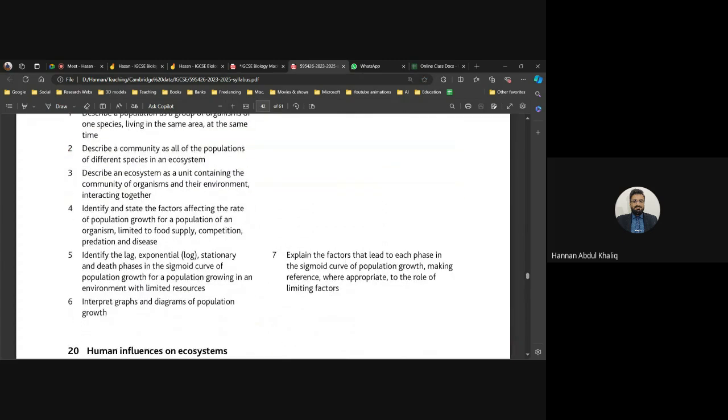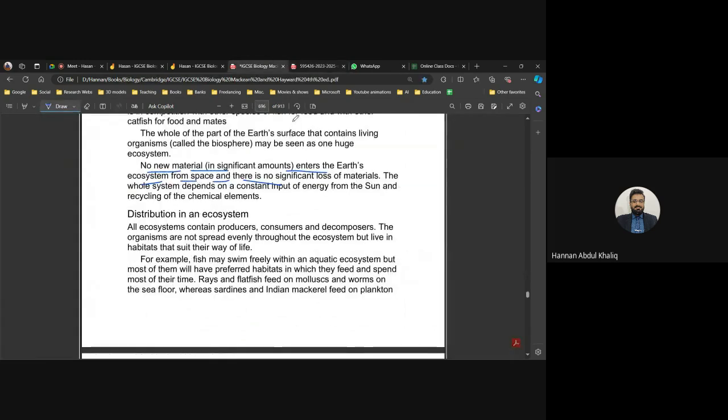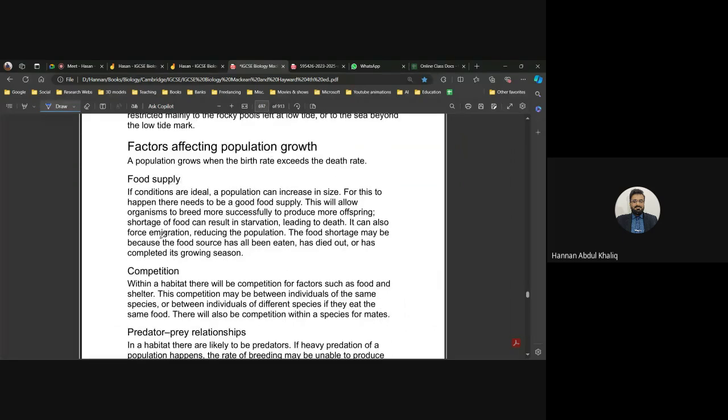Then comes identifying and stating the factors affecting population, and graphs leading to each phase of the sigmoid curve. So this topic is particularly not required. This is recorded, and if you want to cross-check it, because I have sent you the book as well, you can go to page 696, because distribution and ecosystem is not the topic.